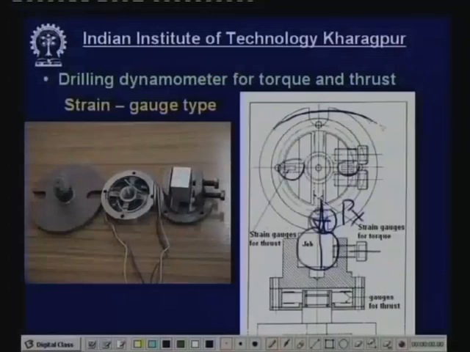Now for the torque measurement, due to the torque, these 2 ribs here will be subject to bending like this. So there will be tension here, compression there, tension here and compression there. These 4 strain gauges will be connected to another Wheatstone bridge, and we produce another channel. So these 2 channels will give torque and thrust force.